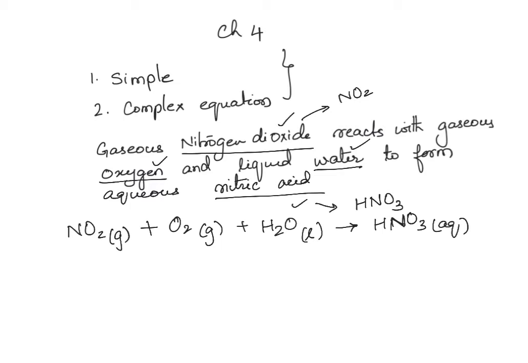How will you balance this? This will be balanced as 4 nitrogen dioxide. I'm not going through the process of balancing here. 4 nitrogen dioxide, 2 waters, and 4 HNO3. Okay? This is how we balance this equation. And this is a reaction which will test if you can convert names to formula and balance equation. But this is only a start of chapter 4.